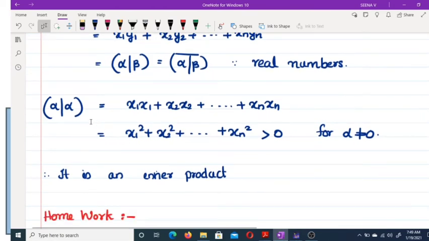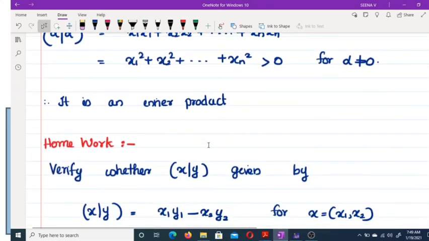And finally, the inner product of alpha and alpha. That is x1 x1 plus x2 x2 plus etc., plus xn xn, which is equal to x1 square plus x2 square plus etc., plus xn square, which is greater than 0. Therefore, it is an inner product. So I hope it is clear.